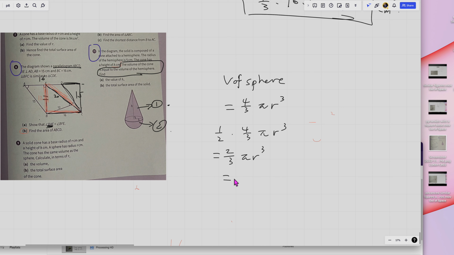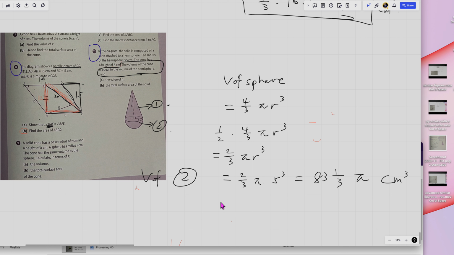R is 5, so, okay, good. Just put it in, right? Yep. 5 cube. So what's the answer? 261. Okay, maybe in terms of pi first. In terms of pi. So you don't have to key in the pi. In terms of pi, 83 1/3 pi. Okay, good. So this is the volume of the 2, right?